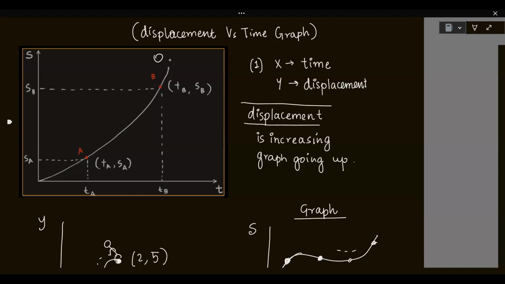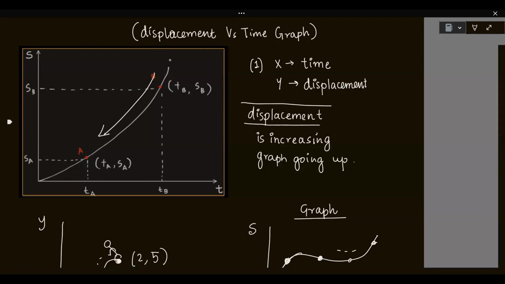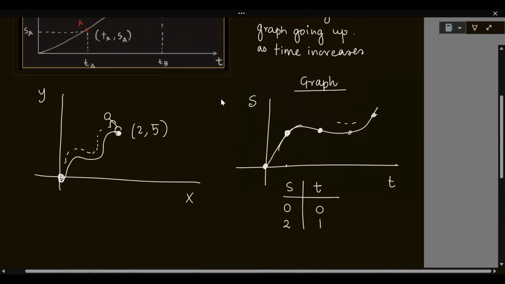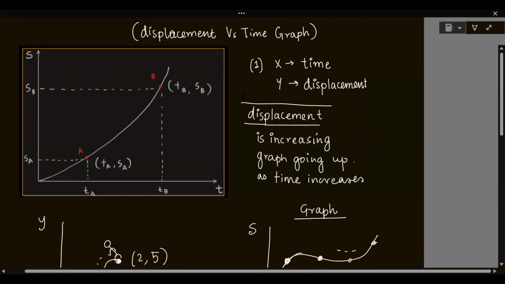So there is no looking from this perspective. Time just flows in the positive direction. You cannot just go back in time. Moving like this would mean your time is decreasing. That does not happen. So displacement is increasing as the graph is going up as time increases. This is the complete definition here. I hope it clarifies some of your doubts. Did you understand the difference between a graph and a coordinate plane?